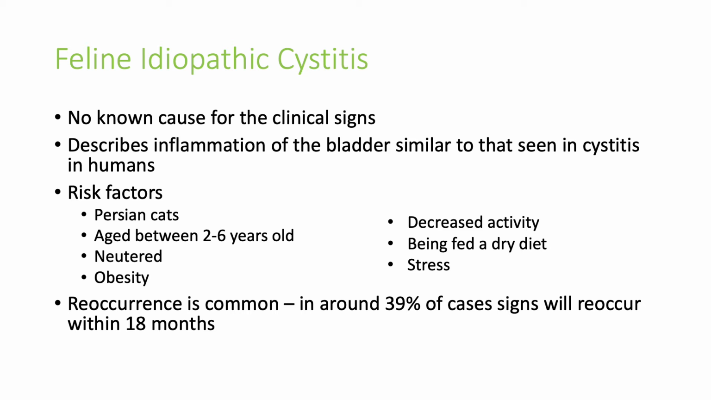There are a couple of risk factors that will increase the chances of your cat getting this disease. Persian cats seem to be more affected, cats between 2 to 6 years old, neutered cats, obese cats, less active cats, and being fed a dry diet, and cats that seem particularly stressed or live in a more stressful environment. So this could be multi-cat households where there's competition for resources, or it could be a very busy household with young children or people coming in and out and builders, etc. One thing to really remember with feline idiopathic cystitis is that reoccurrence is common, and around 39% of cases will recur within 8 months.